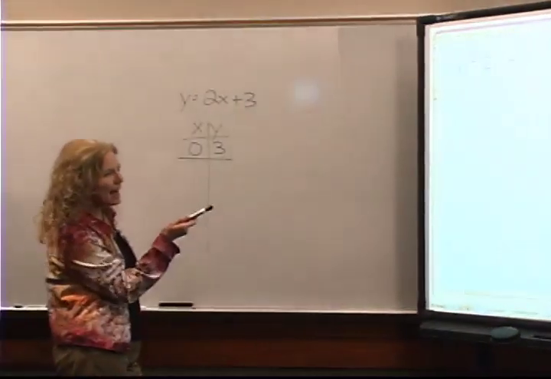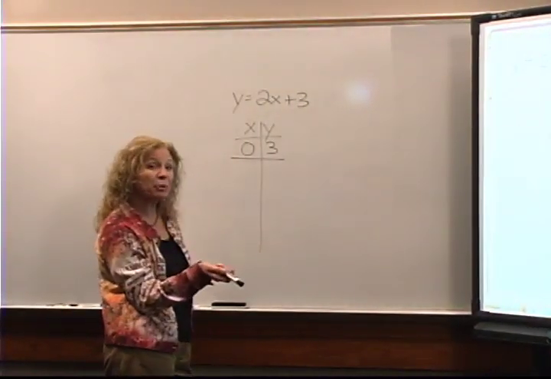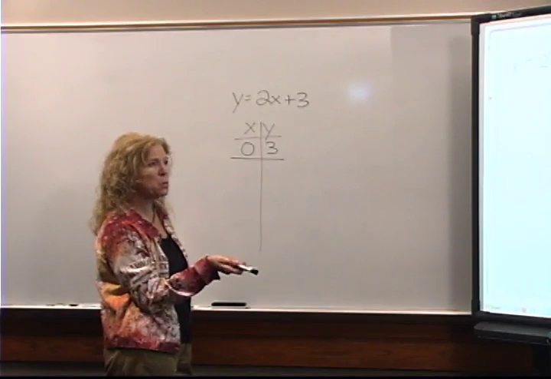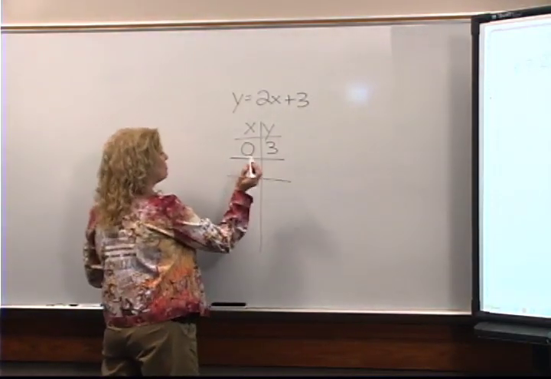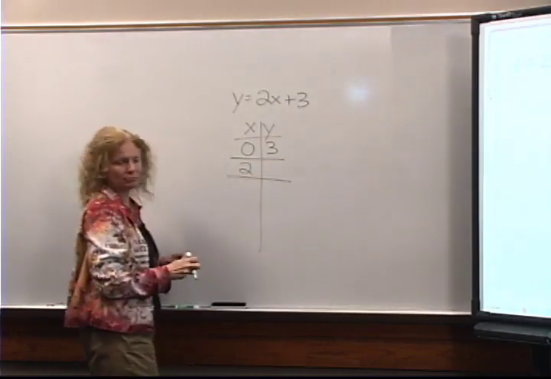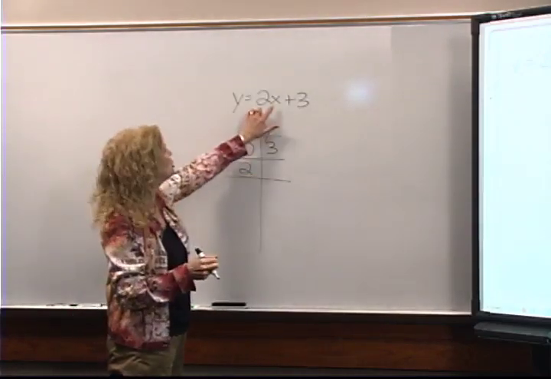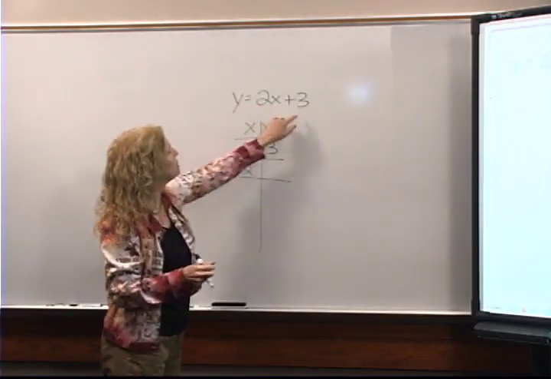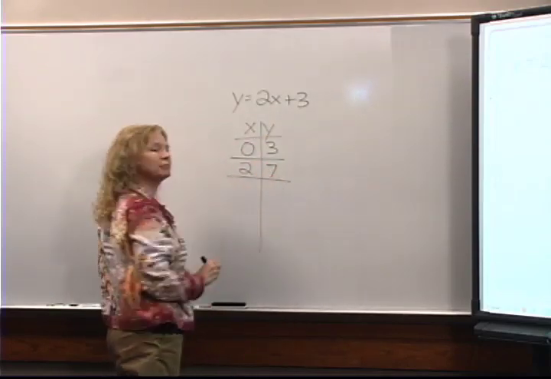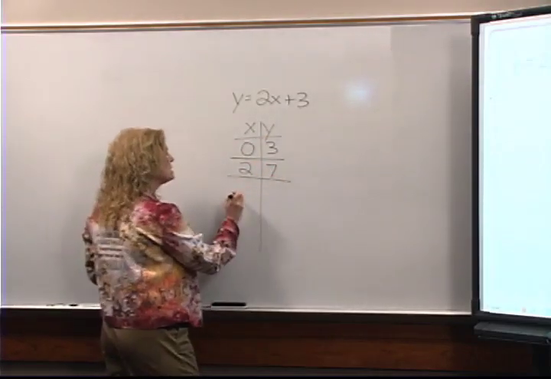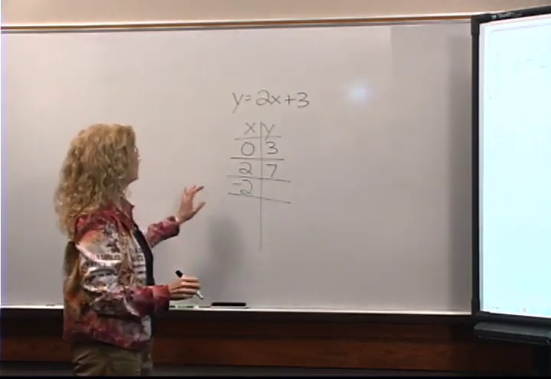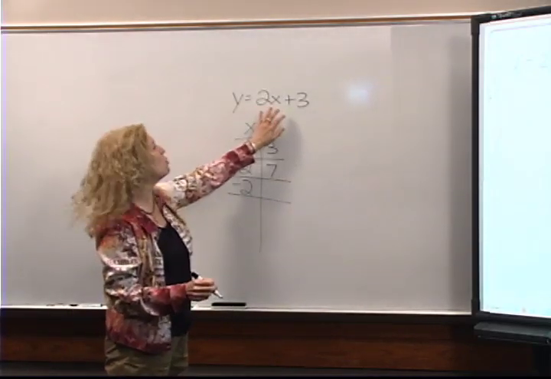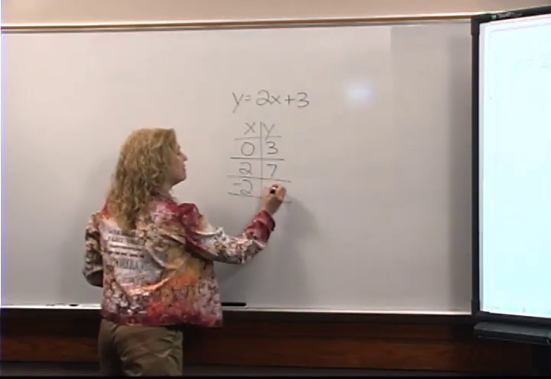Now, is that enough for me to know where all the other points are? No, I need some more. Well, what if I let x be 2? Well, remember, what you're going to do is replace it. So we have 4 plus 3, we have 7. Okay? Let me find several more here. What if I decide to put in a negative 2? Then I'll have, what, negative 4 plus 3, we'll have a negative 1.